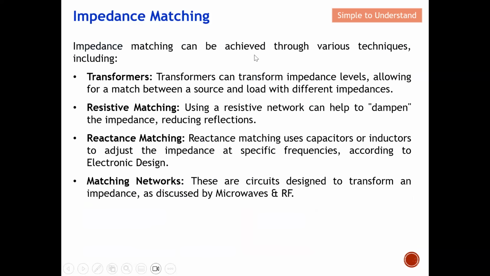Impedance matching can be achieved through various techniques. Over here you can see that there are four techniques: transformer, resistive matching, reactance matching, and also matching network.